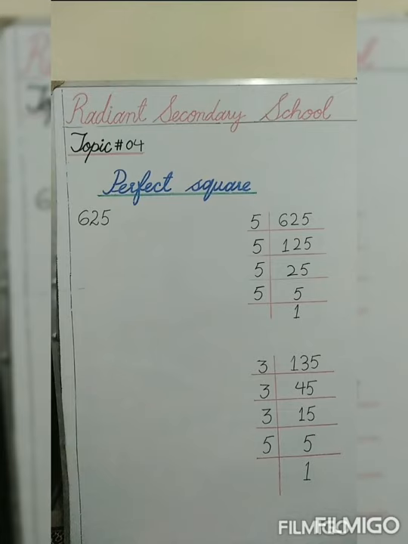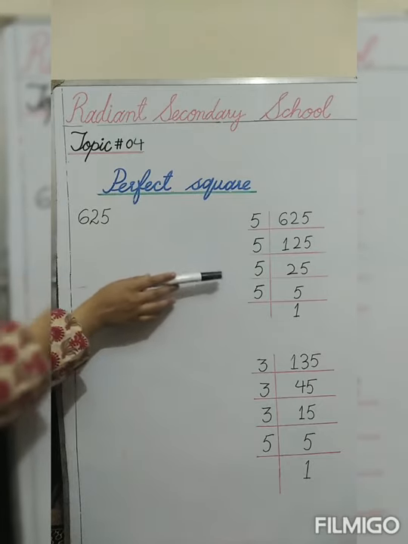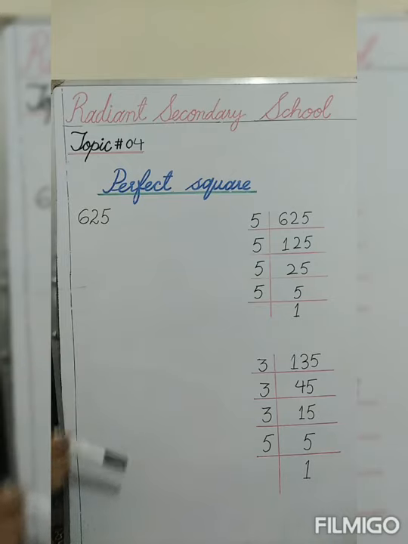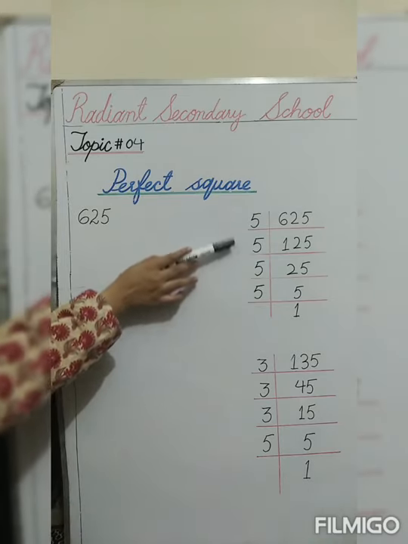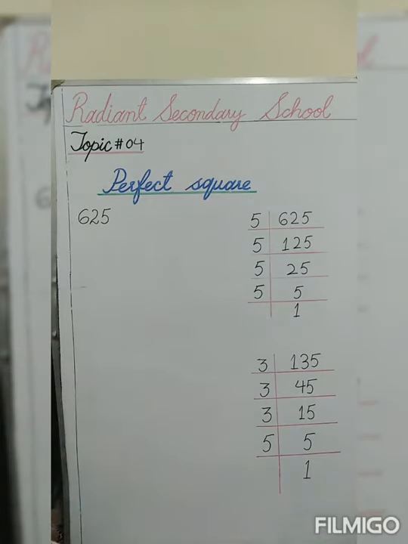Now class, if we have bigger numbers and we need to check whether the given number is a perfect square or not, what will we do in that case? So the first step is to take the LCM of that number. Here is the LCM of 625. While taking the LCM, keep this in your mind that all numbers here should be prime. And prime numbers are those numbers which have only two factors, 1 and itself.